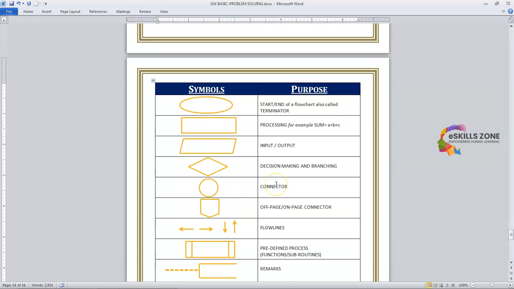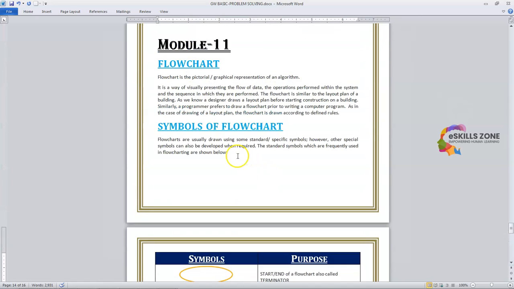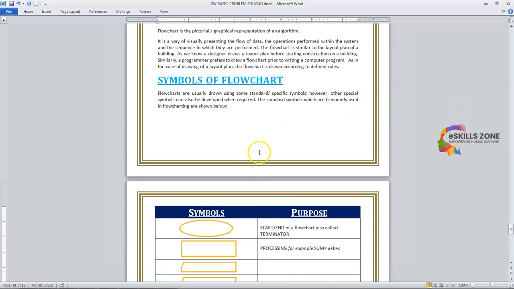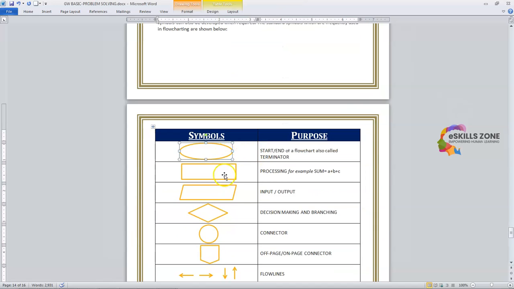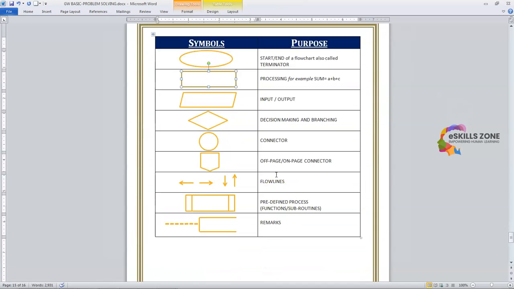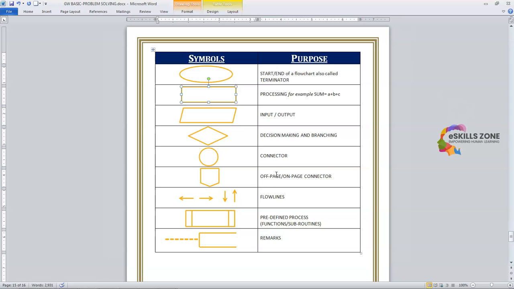So here we have discussed today flowchart, its definition, symbols of flowcharts, different symbols and their purposes. It is very essential to learn the shapes and the names of the flowchart symbols and their purposes before starting to learn flowcharting and drawing flowcharts.